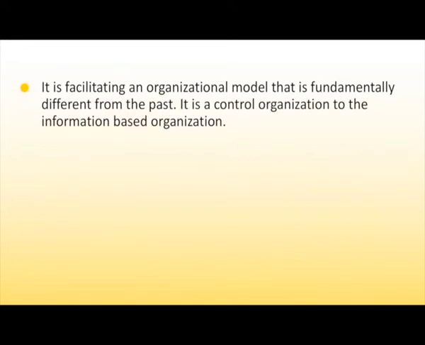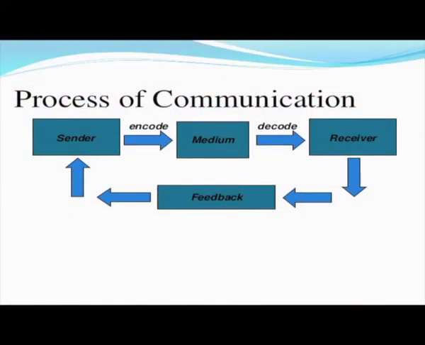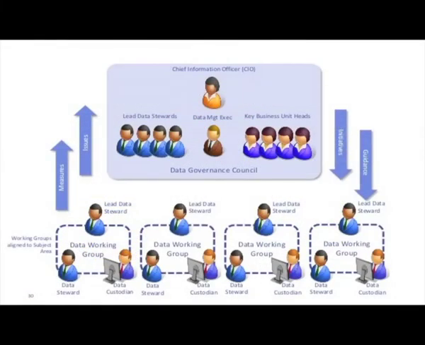It is facilitating an organizational model that is fundamentally different from the past. It is a move from a control organization to an information-based organization. The emerging forms of techno-organizational structure involve changes in managerial responsibilities, communication and information flows and workgroup structures.